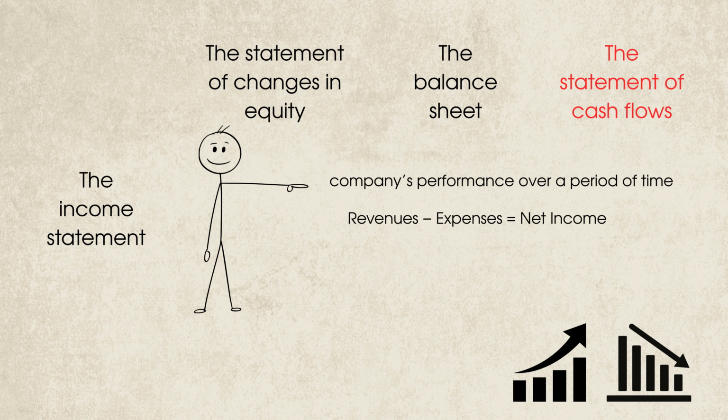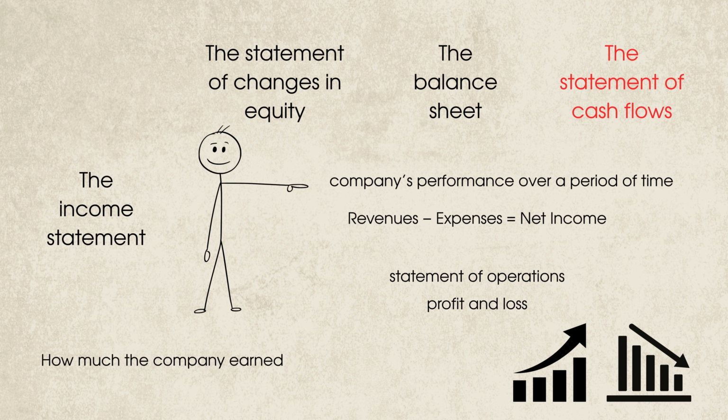This is usually the first place I look when evaluating a company. I want to know, did they make money this year? Was it more or less than last year? That's what the income statement answers. You might also hear this called the Statement of Operations or the P&L, short for profit and loss. Regardless of the name, it shows the same thing: how much the company earned, how much it spent, and whether earnings exceeded expenses. If they did, we've got a profit. If not, there's a loss.